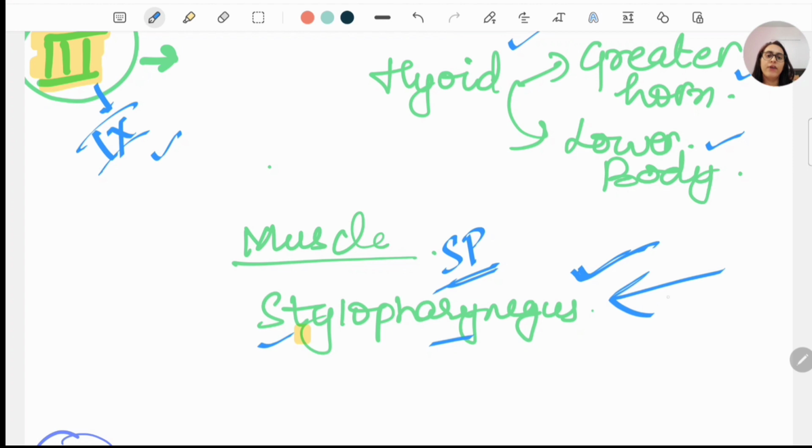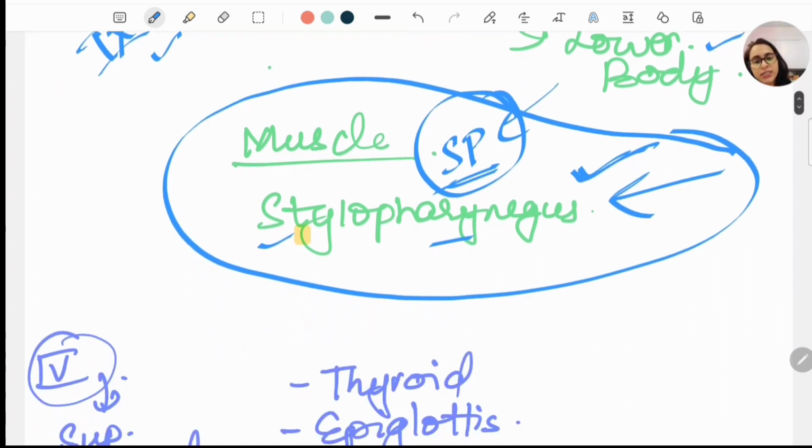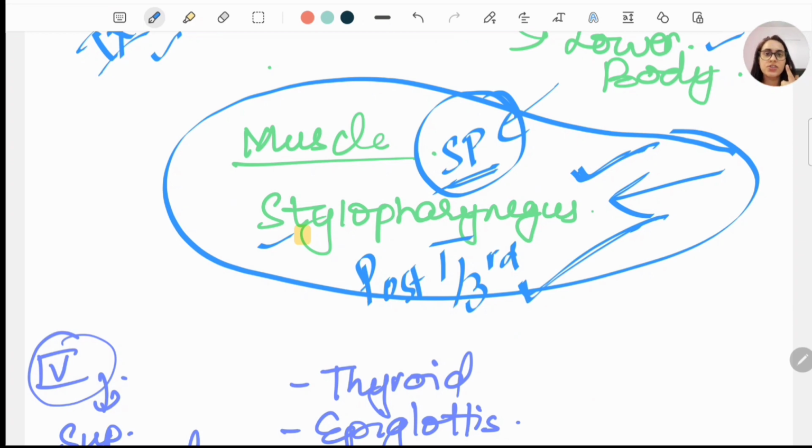Again, when we talk about the pharynx, we'll be talking about this muscle because it is a derivative of the third pharyngeal arch. Therefore, it is supplied by the glossopharyngeal nerve. So, the muscle of the third pharyngeal arch is SP, remember, stylopharyngeus. The posterior 1/3 of the tongue is supplied by the glossopharyngeal nerve, which is again a derivative of the third pharyngeal arch. So the first pharyngeal arch supplies the anterior 2/3 of the tongue. The third pharyngeal arch supplies the posterior 1/3 of the tongue.